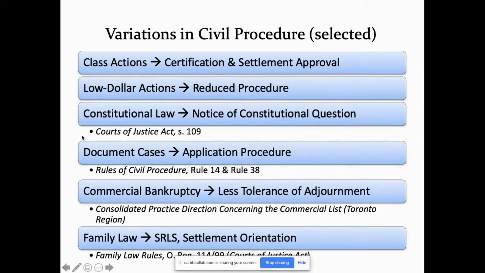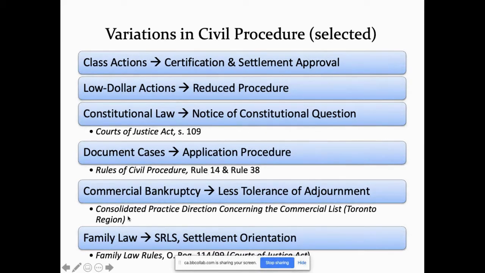Purely documentary cases, right? So cases where we're unlikely to have any need for oral evidence, we're unlikely to have to cross-examine anyone or do examinations for discovery. We have what's called an application. You bring an application instead of bringing an action. So there's some changes in the sense that there's no examination for discovery, and the documentary evidence is going to be appended to the application. So it basically becomes part of the pleading. Don't worry about this for the exam, but I just want you to know it's out there.